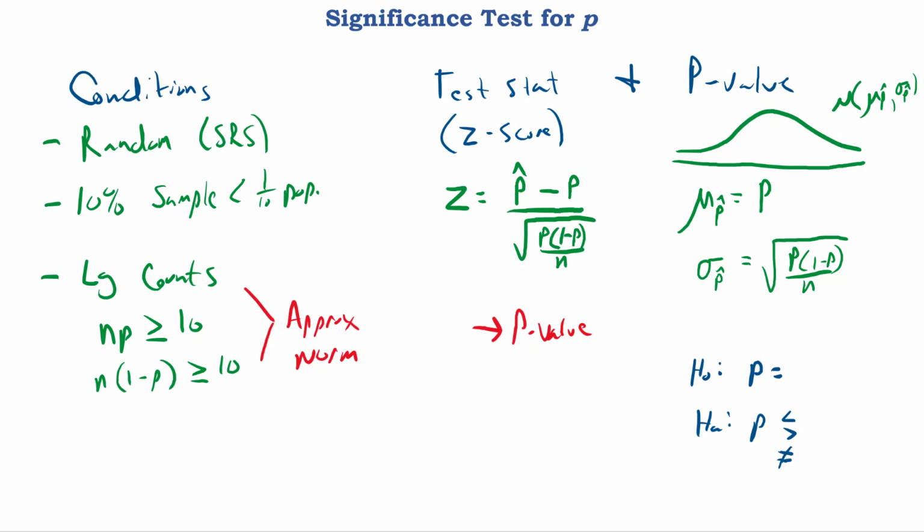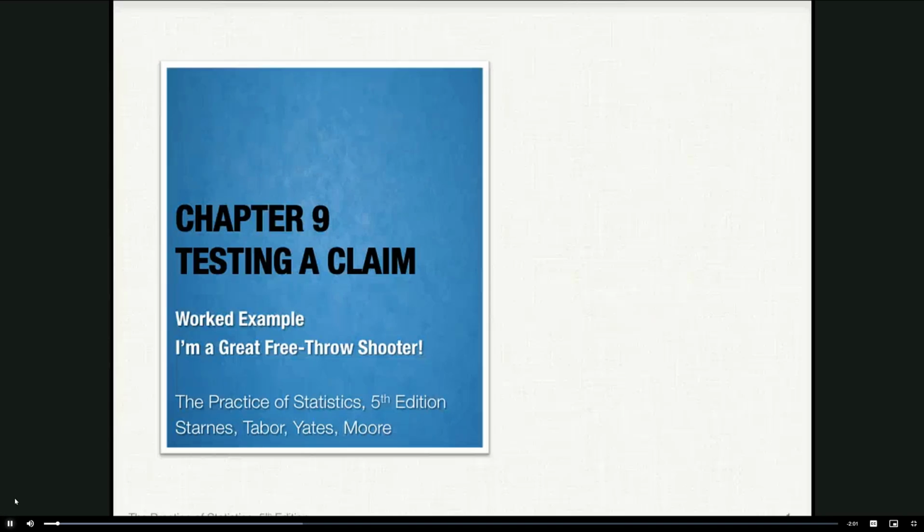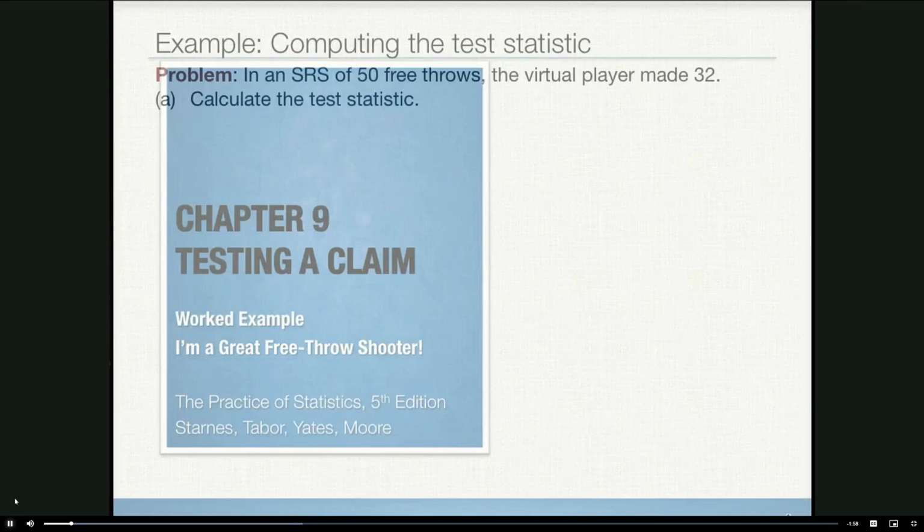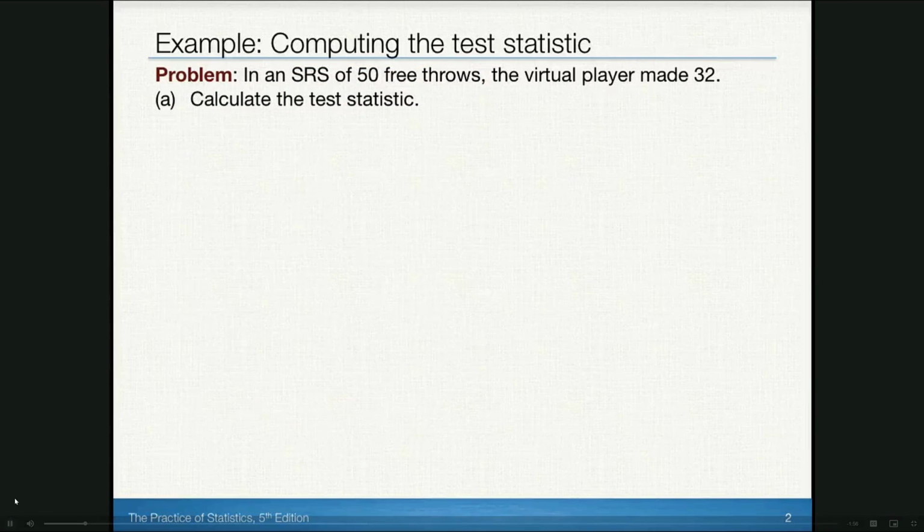To look at the test statistic and p-value calculation, let's look at a little example here to set that up. Hi, this is Jason Molesky. In this example, we'll take a look at computing a test statistic. Now consider our free throw shooter. Recall that in an SRS of 53 throws, the virtual player made 32. Let's calculate the test statistic.